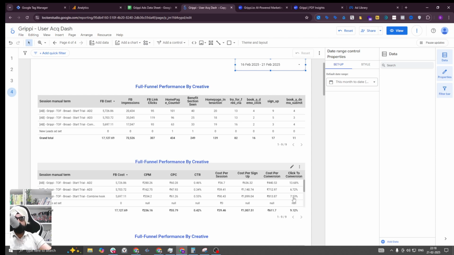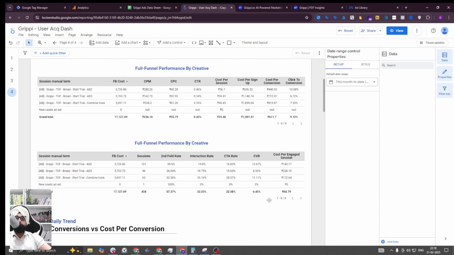Now the new creative is having a click to conversion rate of 7.53%, which in turn has impacted the overall click to conversion rate, which was previously around 4% and is now 9.12%, right? If we look at the overall conversion rate, that was previously around 2%, and it has gone up to 6.45%, right? So that is how, if you analyze your data and you look at the entire landing page funnel and the creatives and see what themes you're following, you can improve your conversion rate.